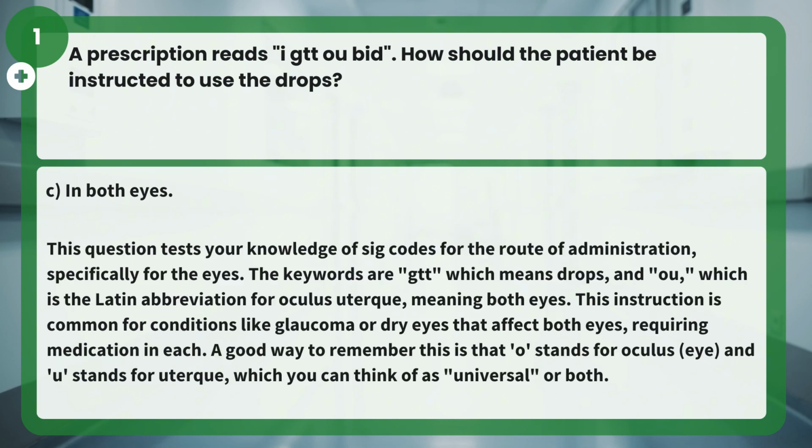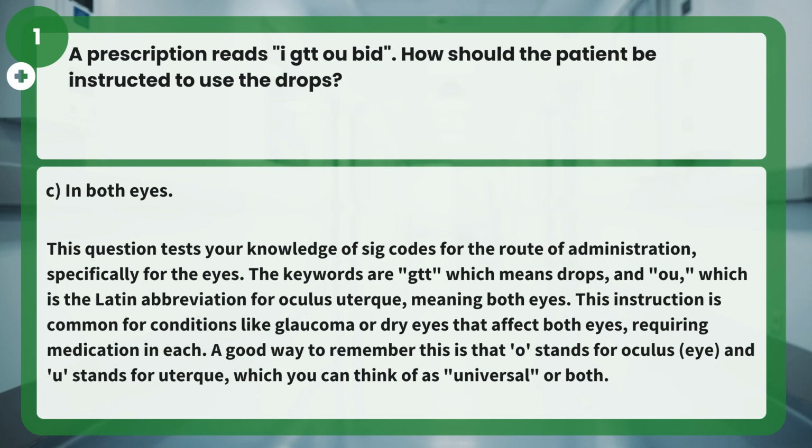Answer: C. In both eyes. This question tests your knowledge of SIG codes for the route of administration, specifically for the eyes. The keywords are GTT, which means drops, and OU, which is the Latin abbreviation for oculus uterque, meaning both eyes. This instruction is common for conditions like glaucoma or dry eyes that affect both eyes, requiring medication in each.